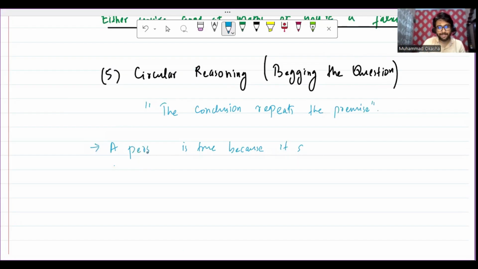This is called circular reasoning. A person is true because she says she is true, all right? So this is called circular reasoning. It happens very often around us. For example, you say, I am trustworthy because I always tell the truth.